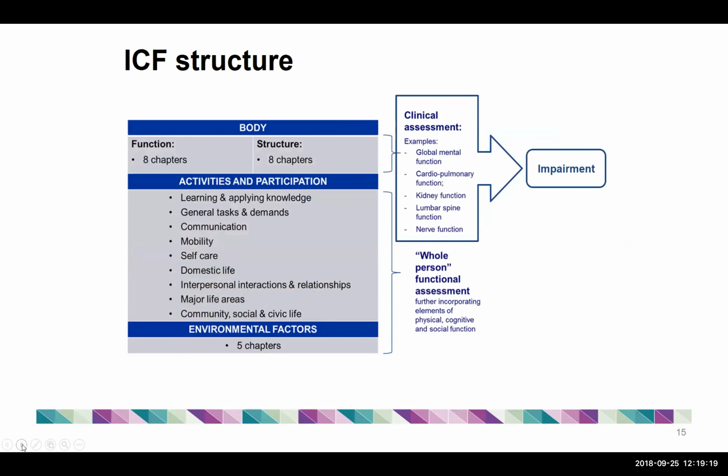Flipping to the next slide, this is just a very high-level overview of the ICF structure, and this is outlined in their data dictionary. So I won't delve too deeply here, but I just want to situate this discussion for you so that you understand what areas we're really probing. The ICF has 16 chapters devoted to body function and body structure. So this is really the body as the machine. And these descriptors give rise to traditional clinical assessments. Examples would be cardiopulmonary function, kidney function, lumbar spine function. So this is function in terms of the body structure.